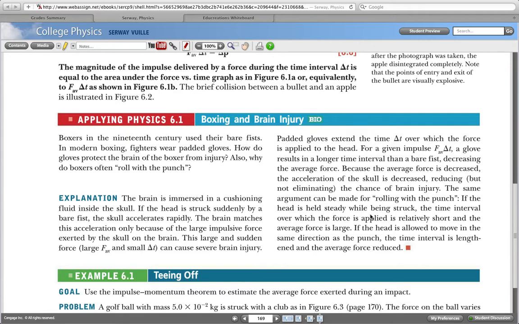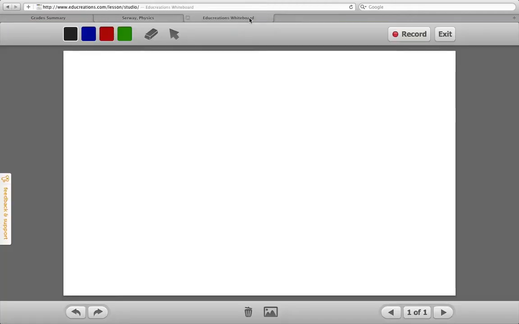Now let's take a look at that on Edukreations really quick and see if we can make sense of that. So here is our equation. Our equation goes like this. We have force.